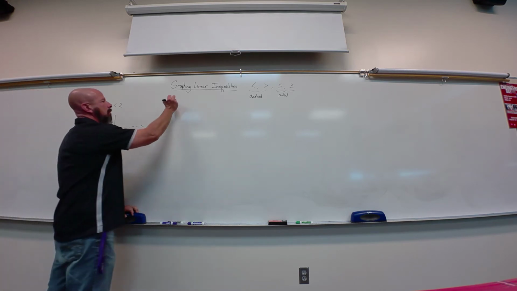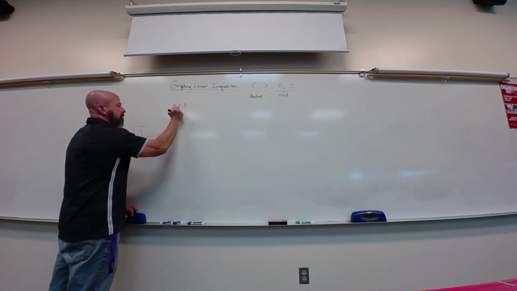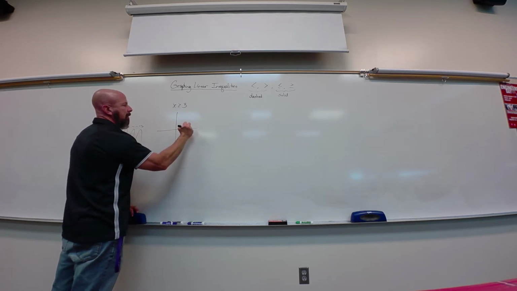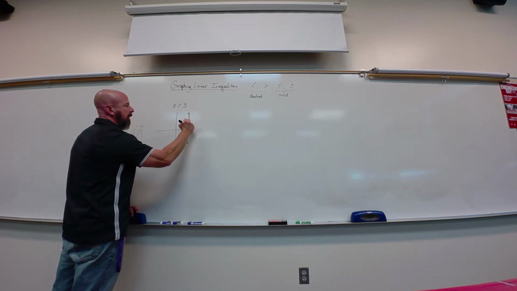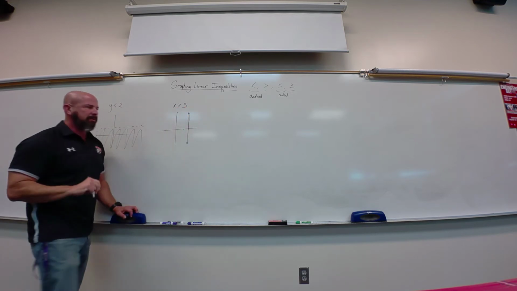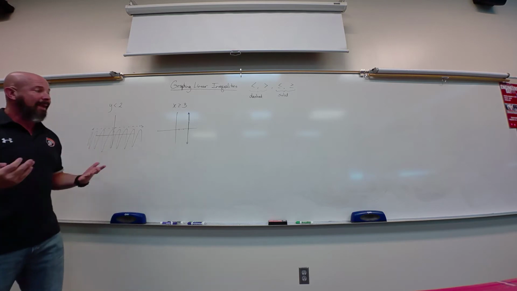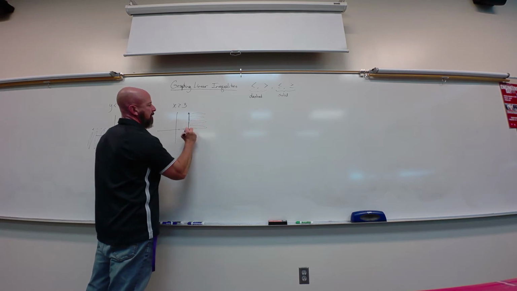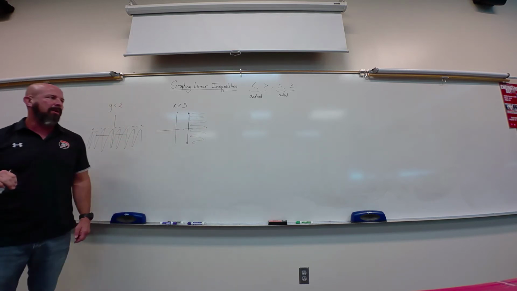If I go to a vertical one, let's go x greater than or equal to 3. So we're going to have a vertical line at 3. This time I know it's a solid line, so I'm going to include that line because I see the equal to. And now where are the numbers that are greater than 3? Over on the right side. Those are the ones that are larger. X values larger than 3 over on that right.